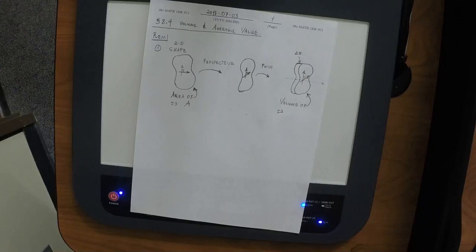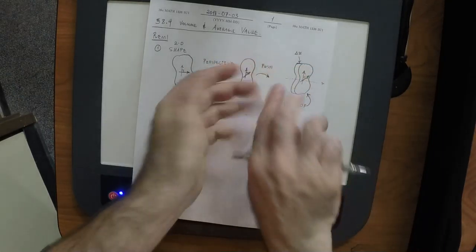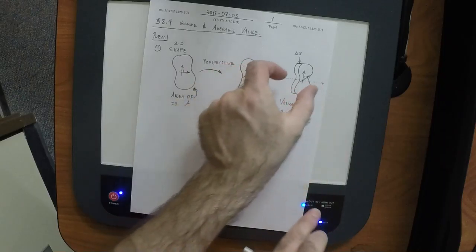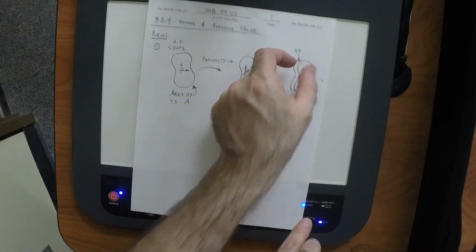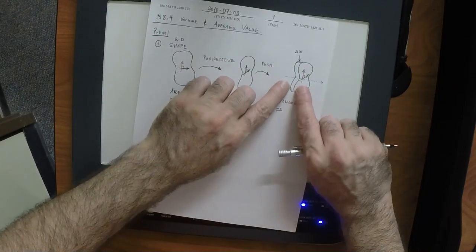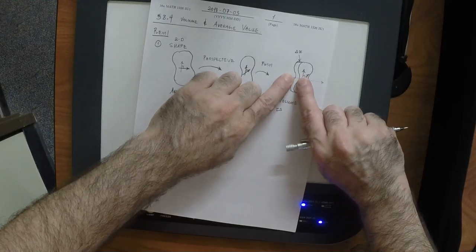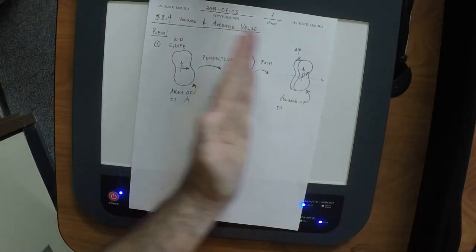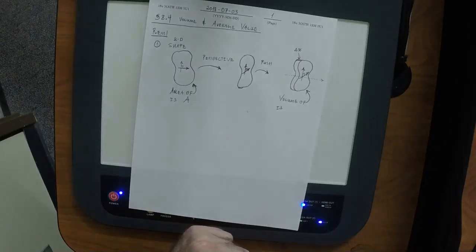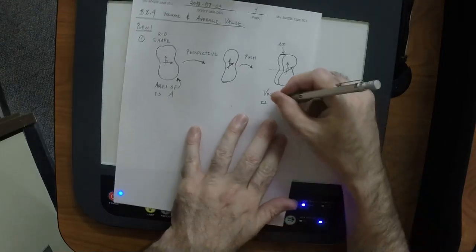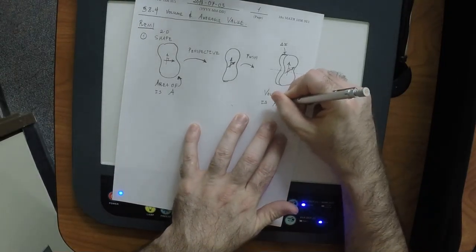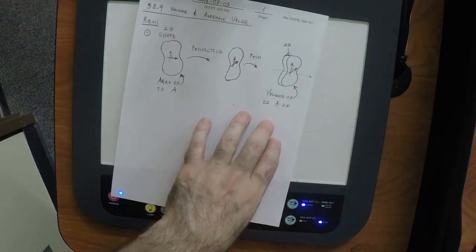What's going to be its volume? That's the length. If you were to get out a ruler and measure just that bit right there, or any one of these right here, that's delta x, delta x, delta x. Exactly that. A multiplied by delta x.